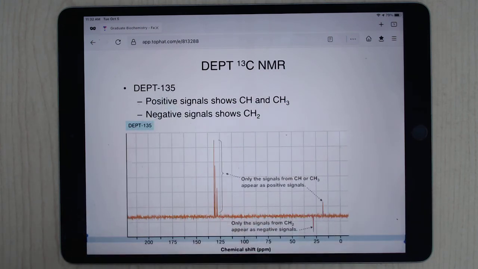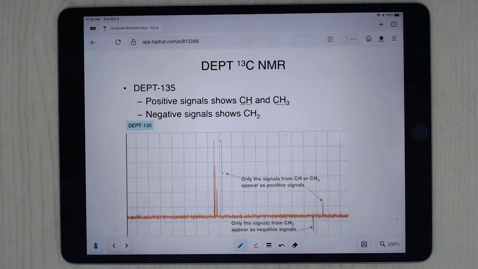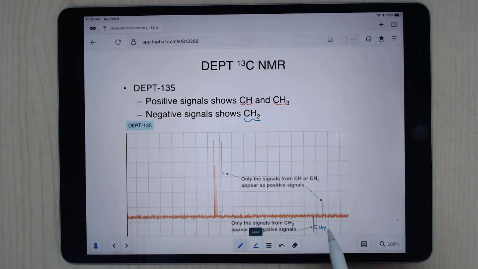If we run a DEPT-135, if we get a positive signal out, it could be either a CH or a CH3. We don't know. But we do know that if it gives a negative signal, and it's really weird, it goes below, it's a CH2. So we know these are always CH2s. Those are really simple. Those give a negative signal.